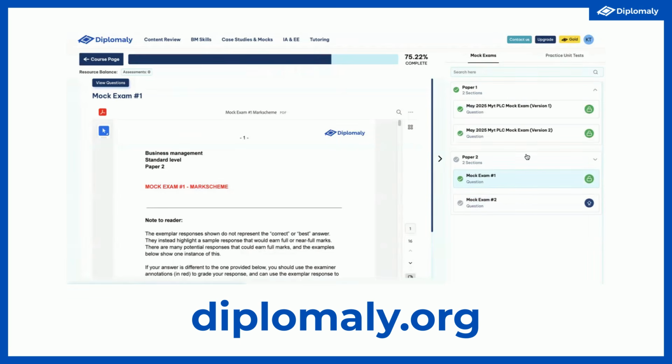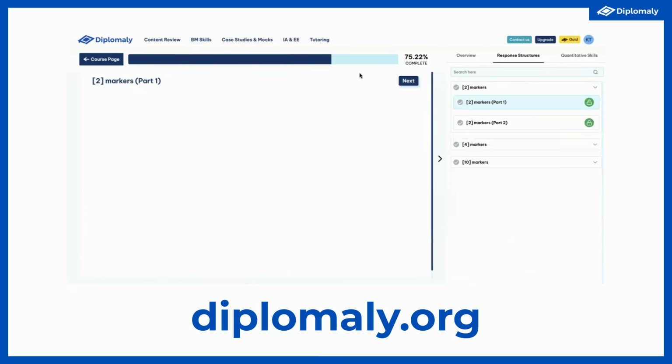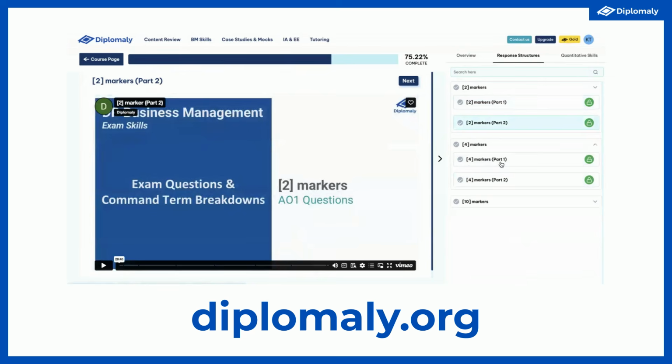Be sure to review each of your responses, not just looking at the mark scheme, but the full-length exemplar response we have provided for you, which represents a response from a student who would have scored full marks. If at any point you are unsure on how to answer the question, check out the response structure sections of our website, which helps you understand how to answer every type of question in business management.